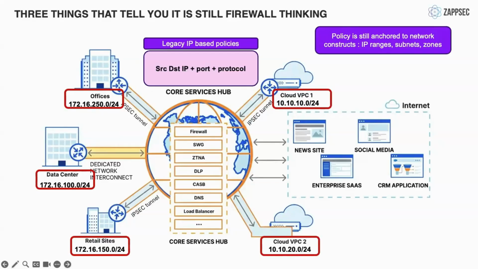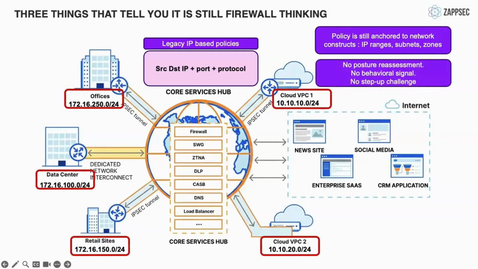Yeah, and that's exactly what we see, right? And there's also the authentication. It's a one-time gate. User logs in, gets a session, and the SASE fabric trusts that session for hours. There's no posture reassessment, no behavioral signal, no step-up challenge when that context changes. So this is not continuous verification. That is just a VPN session with a cloud proxy in front of it. Right, and that's the one that really gets to me, because the board was told we moved to zero trust. But zero trust means continuous verification. And if the verification stops after login, well, that's not the thing that we told the board we were buying.